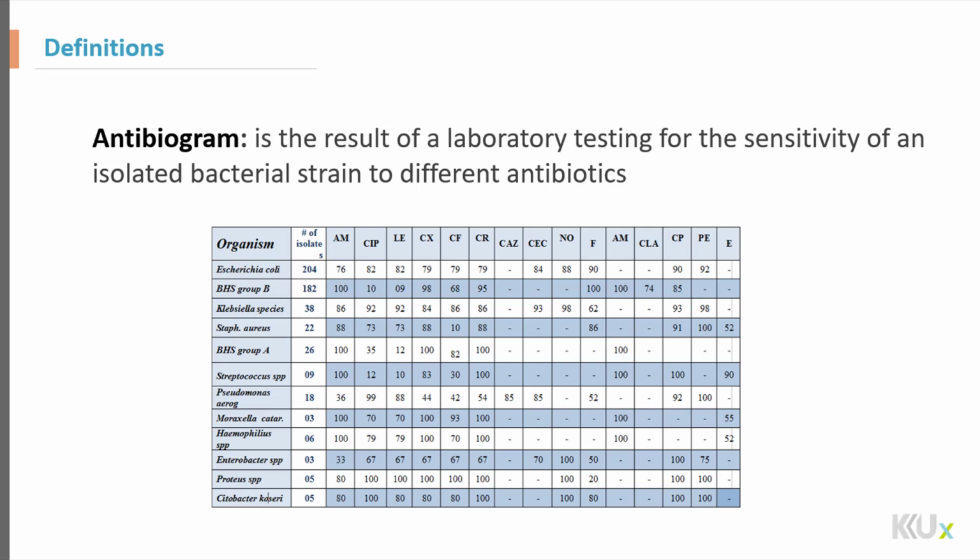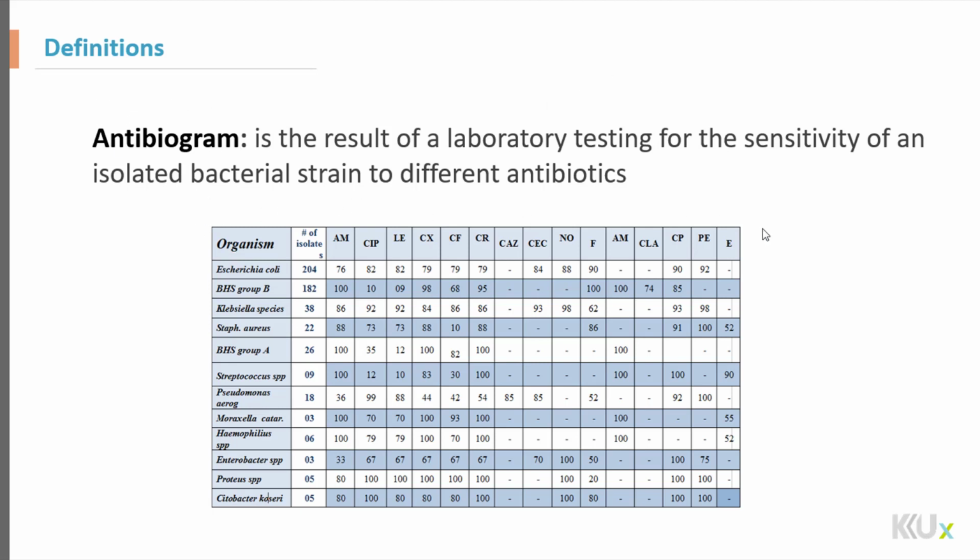The antibiogram is the result of a lab testing for sensitivity of an isolated bacteria strain to different antibiotics. As I said, we usually take culture from the patient, we send it to the lab, and then the lab identifies the bacteria and sensitivity. So this is what we call by antibiogram.